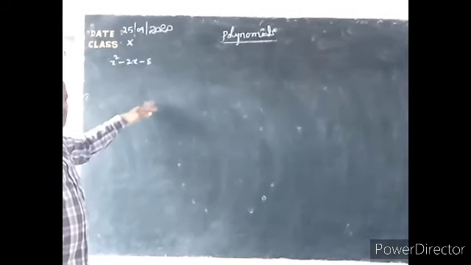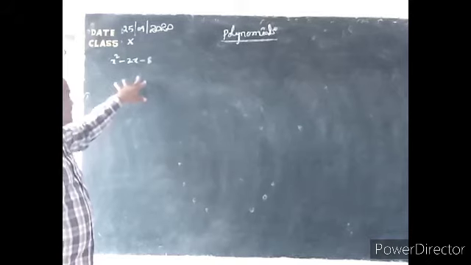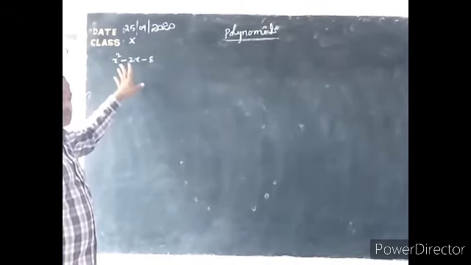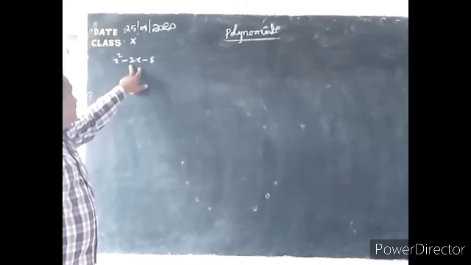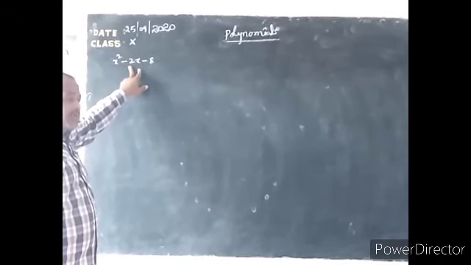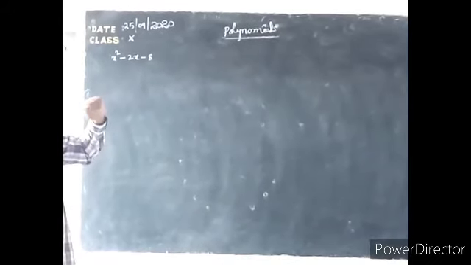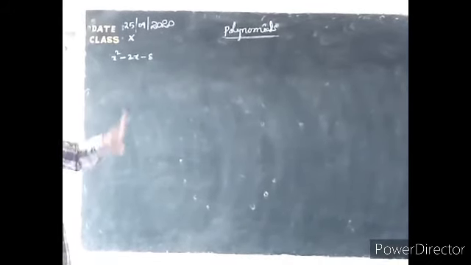I said how to split the middle one. That means 3 terms are there, right? So this one we change into 4 terms. The middle one will be split into 2 parts. Middle term only, not the first and last. Split into 2 parts to get a common factor in both.